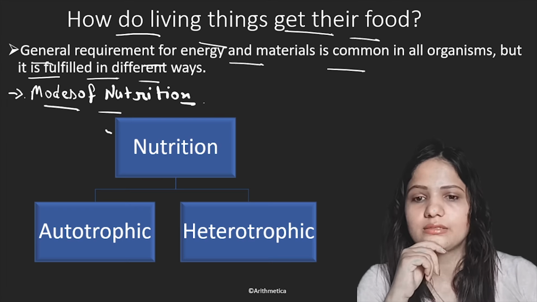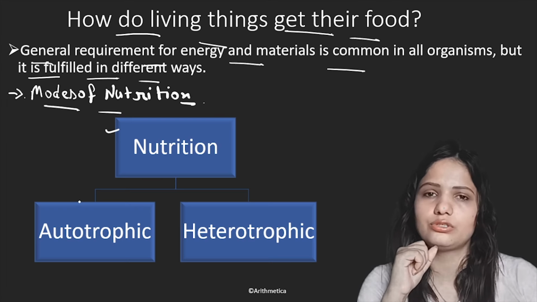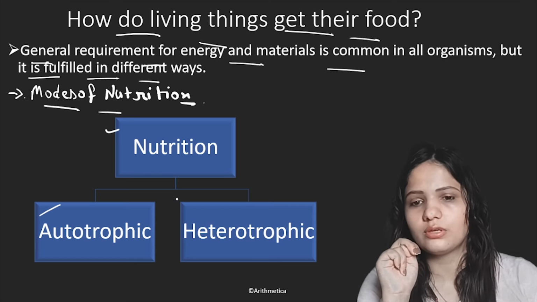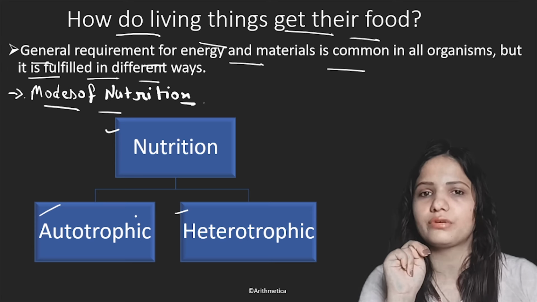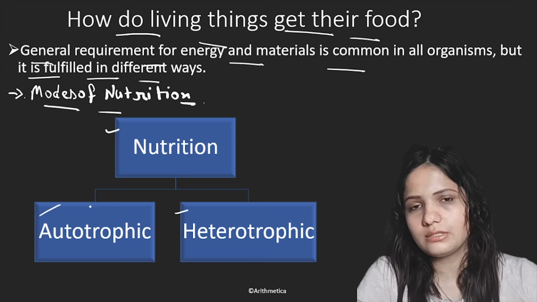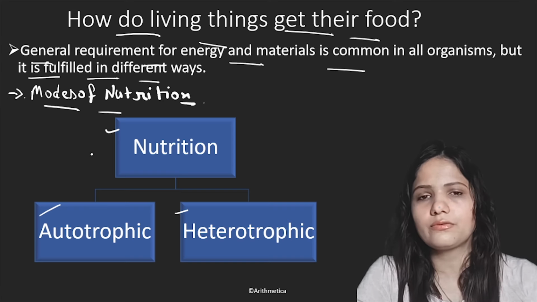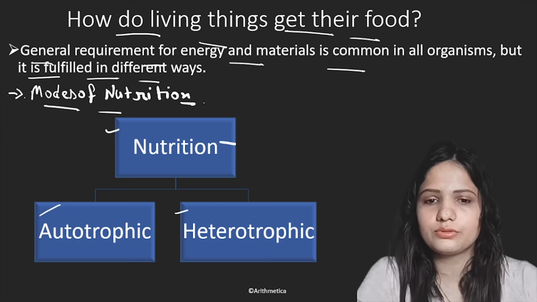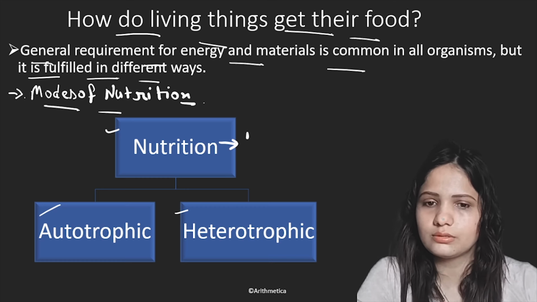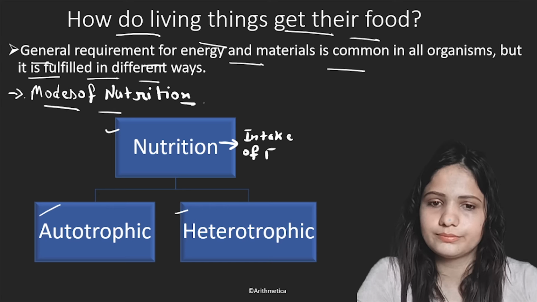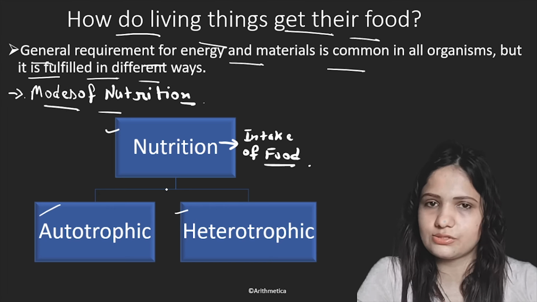Now we have to tell the modes of nutrition. We have two types of common modes of nutrition. Number one is the autotrophic mode. Number two is the heterotrophic mode of nutrition. This we have to cover for answering the question, how do living things get their food? Now we know the process of nutrition is intake of food by an organism.